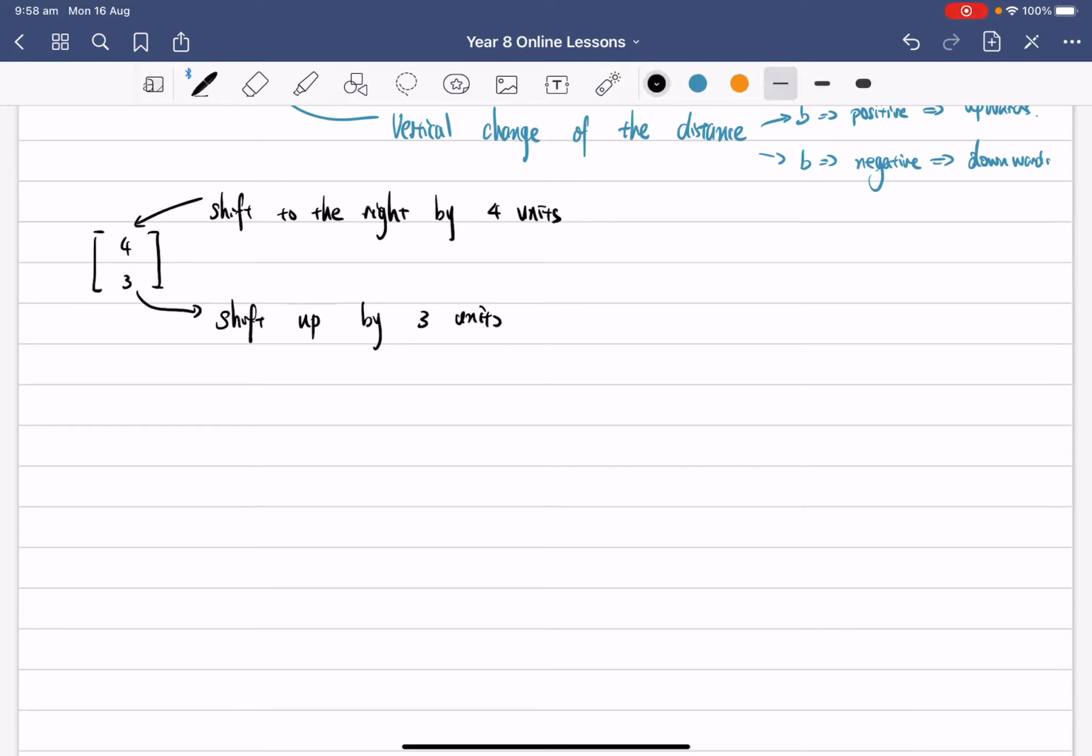Let's have a look at another one. If we have something like -1 and 4. Obviously it's negative for the horizontal distance change, so it's shifting to the left by 1 unit. And as you can see, this is still positive, so it's shifting up by 4 units. Now the type of question you're going to get in this exercise is actually pretty easy, to be honest. So we're going to just try a few questions.